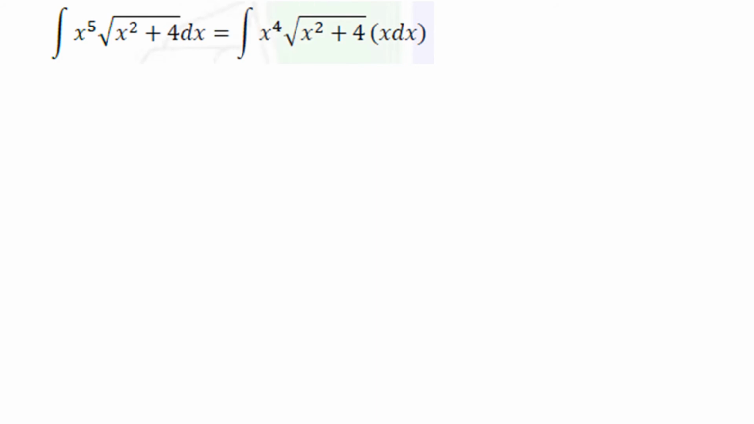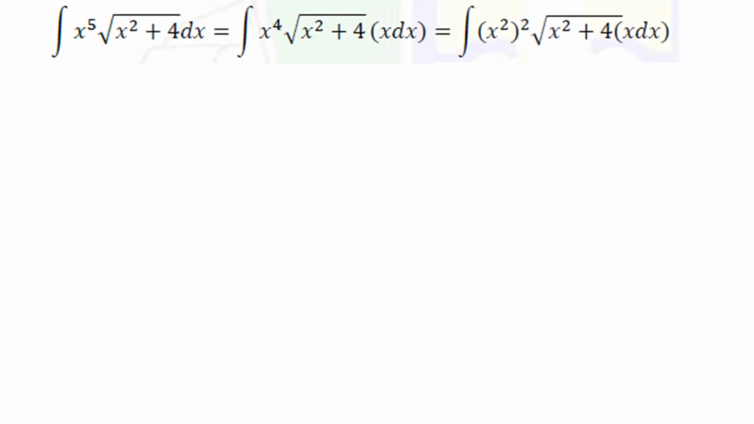x. The first thing to be done is to fix the terms of the function, and then after that, we now can make the necessary substitutions. The integral of x raised to 5 times the square root of x squared plus 4 dx could be rewritten as the integral of x raised to 4 times the square root of x squared plus 4 times x dx. Further, we could write this again as the integral of the quantity x squared squared times the square root of x squared plus 4 times x dx.